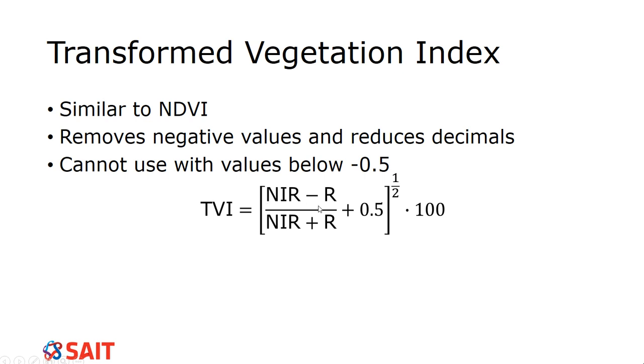So if I have like negative 0.75 for my NDVI, I'm going to end up with negative 0.25 within these brackets. And if I take the square root of a negative number, I end up with an imaginary number. So we're going to keep it real in this class. We're going to stay away from that. So don't use this with negative 0.5. But then you multiply it by 100, and you end up with your result as a TVI. Does it look any different? Maybe slightly, but not greatly.